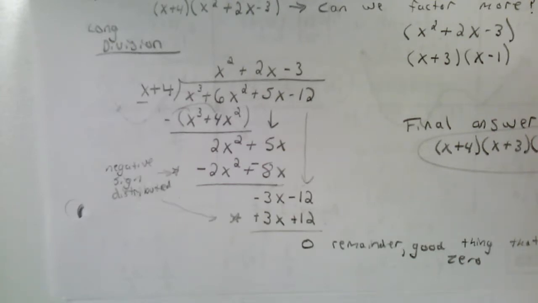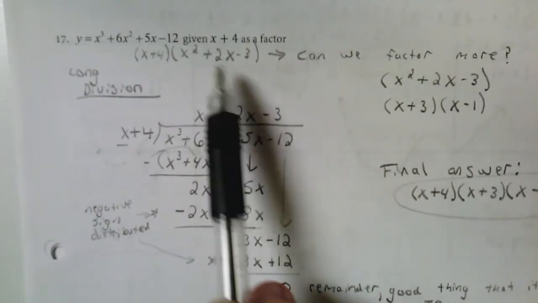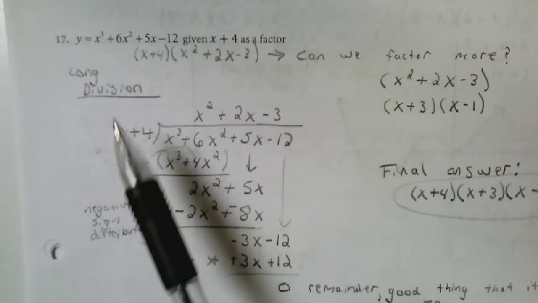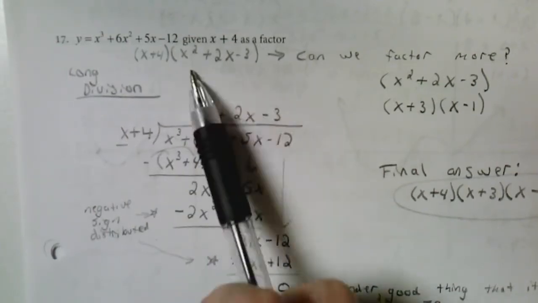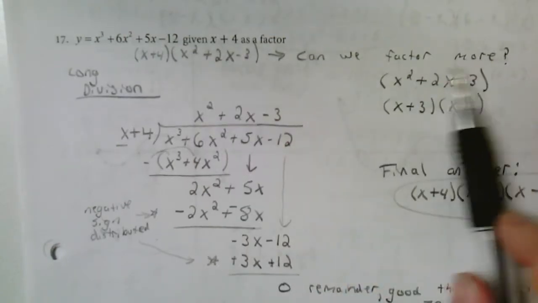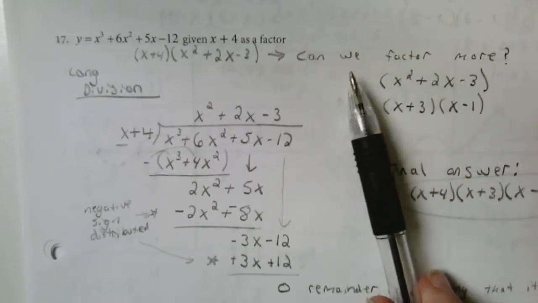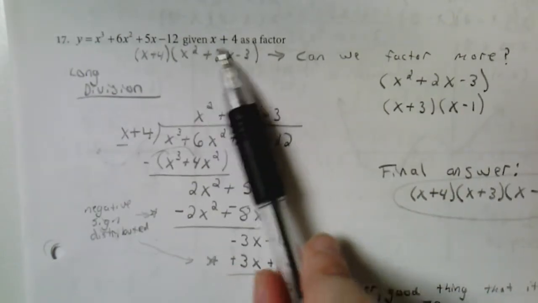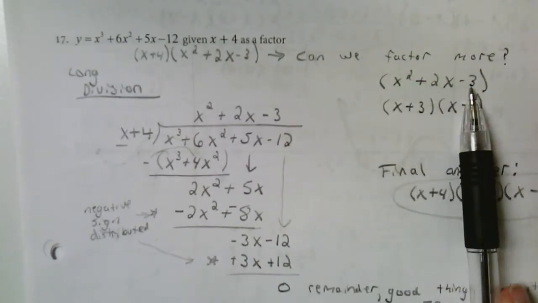Now you'll notice up here, if you're looking at the answer key, I kind of wrote the answer in factored form. So here's the x plus 4 they gave me, and here's the answer I got, x squared plus 2x minus 3. There it is. Now it says, can we factor more? This is very important, because if the directions say, please factor this all the way, this is not fully factored. This piece actually, x squared plus 2x minus 3, can be factored even more.